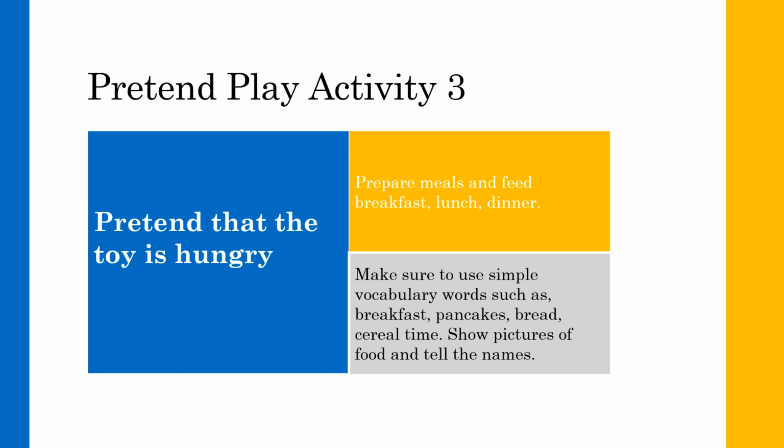Pretend that the toy is hungry. We could prepare meals and feed breakfast. We could make lunch. We could prepare dinner and feed the toy. And while we're doing that, we want to make sure we are using simple words like breakfast, pancakes, bread, cereal time. Show pictures of food and tell the names. Or if you have food objects, you can use those, or you could also use the real food.